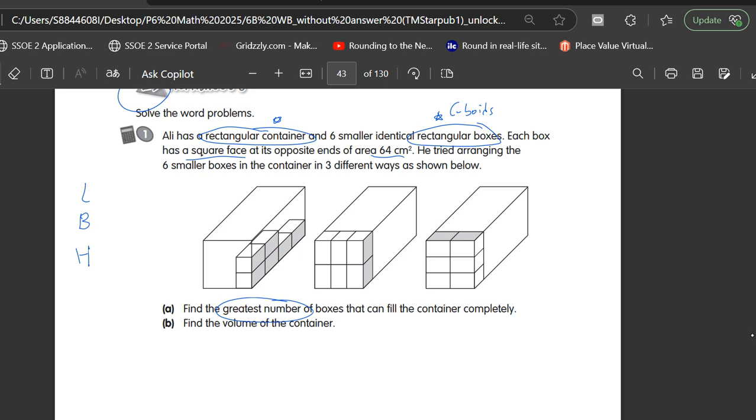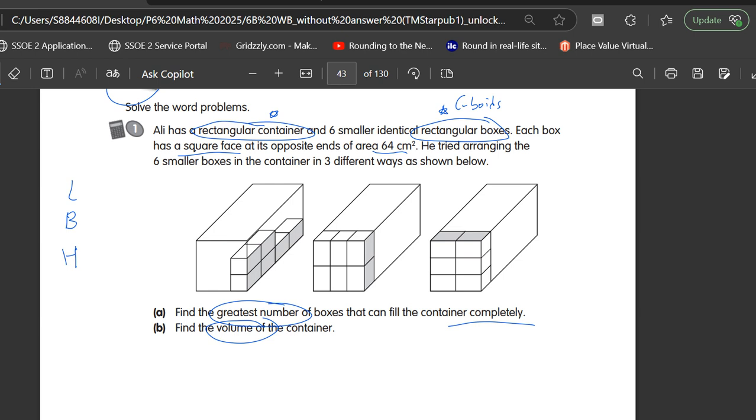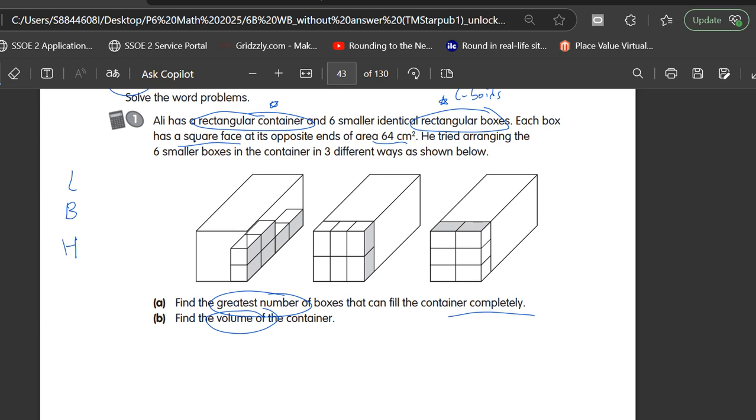The first question talks about the greatest number of boxes to fill the container completely. The second one talks about the volume. Look very closely at the boxes. We are talking about the smaller boxes. The first thing Ansel did was to do a square root of 64. And then he got 8 centimeter. Then my question for you is, where is this 8 centimeter? It is the square face.